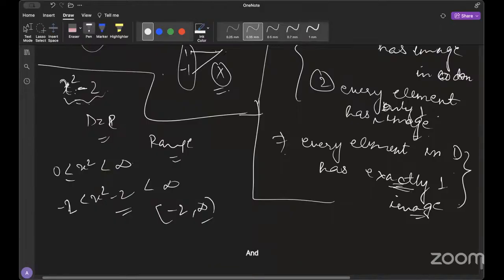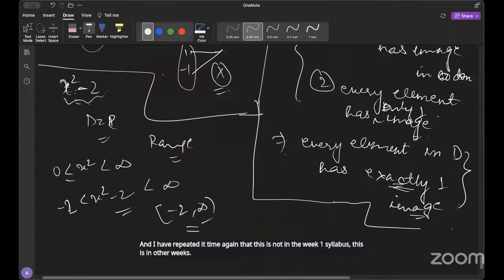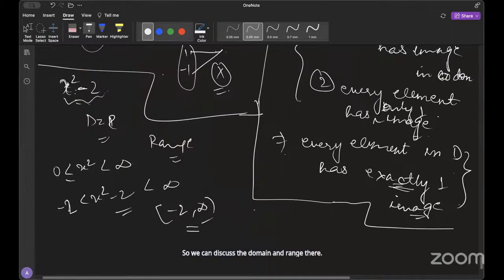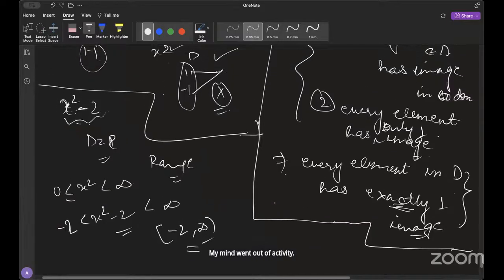And I have repeated it time and again that this is not in the week 1 syllabus. This is in other weeks. So we can discuss the domain and range there. Okay. Ma'am, I have a doubt. Let's just stick to this week.